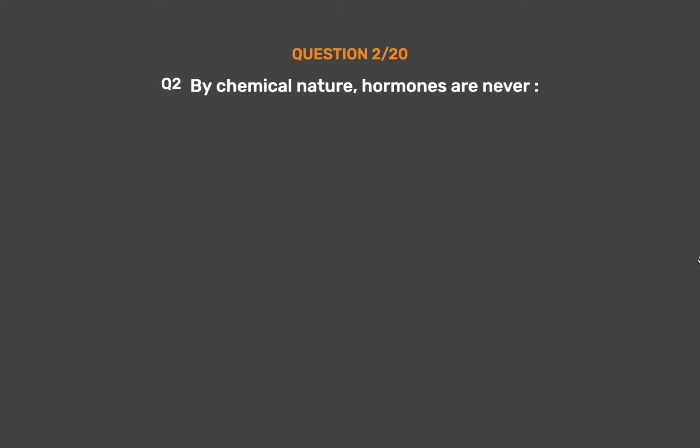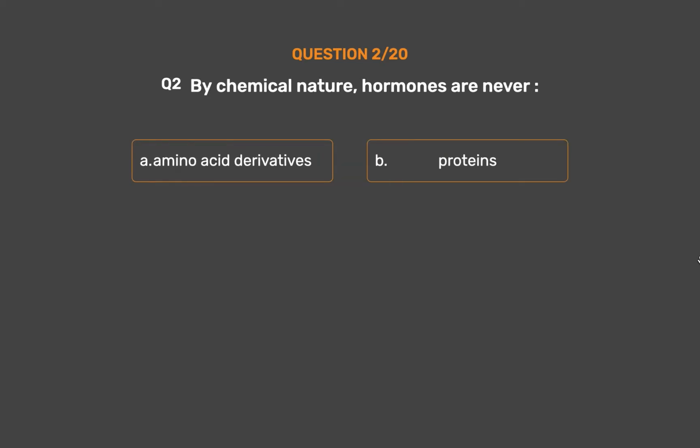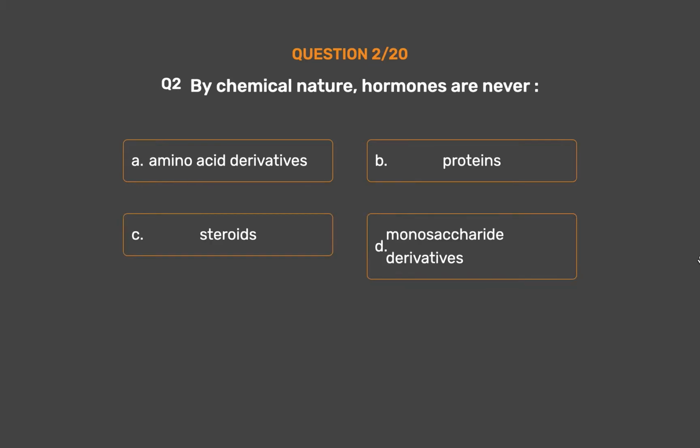Question number 2. By chemical nature, hormones are never: Option A. Amino acid derivatives. Option B. Proteins. Option C. Steroids. Option D. Monosaccharide derivatives.